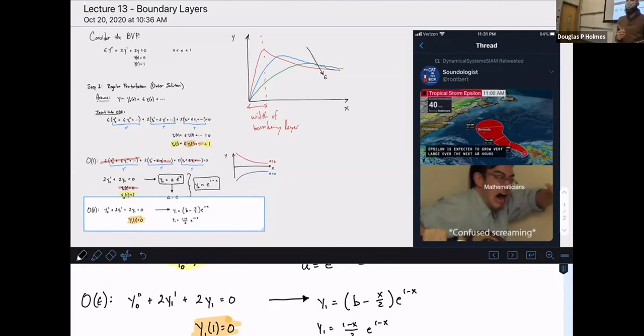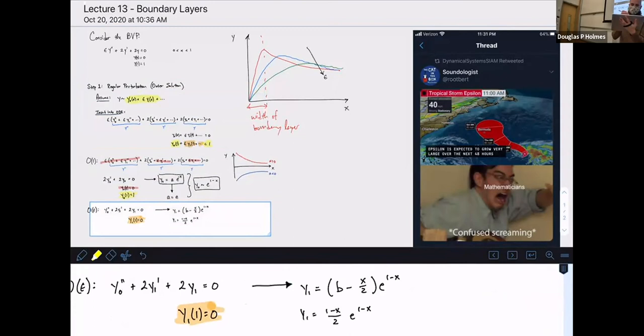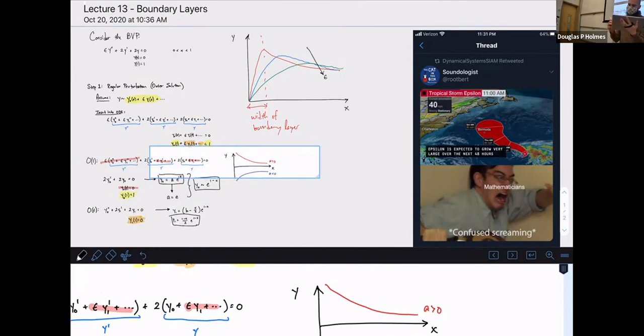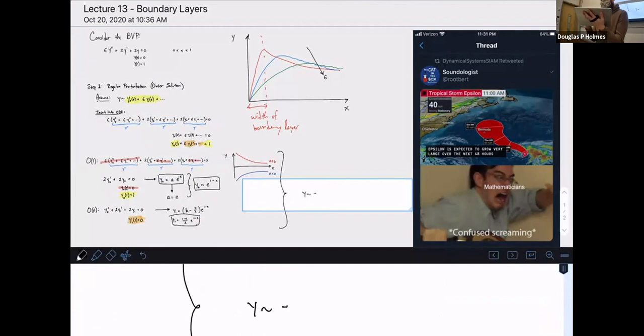And lastly, we remember that this is just the coefficient. So if I go back up here, I just want to remind you that you have to insert everything back into your equation. Take y1, add epsilon times y0 plus epsilon times y1. This is y1. So we've just really solved the coefficients here. And so then our solution up to order epsilon looks like this. y is equal to 1 minus x plus epsilon times 1 minus x over 2 times e to the 1 minus x.